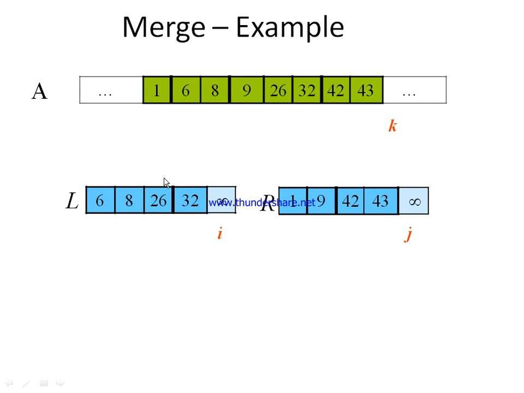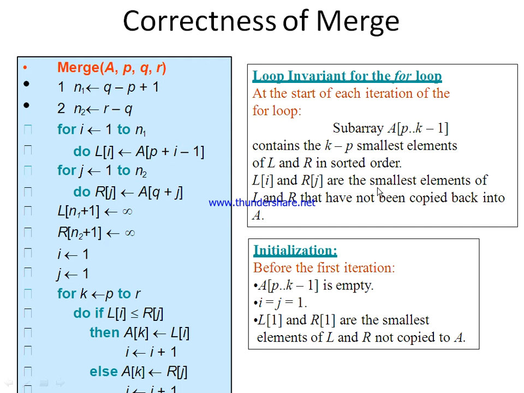This is random representation. How we can divide this is representation. Next, correctness of merge. Here we have already specified the algorithm, and whether this is correct can be shown by the loop invariant. At the start of each iteration of the loop, the subarray A[p..k-1] contains the k minus p smallest elements of L and R in sorted order. So each subarray should contain the smallest elements, in sorted order, from index p to k minus 1, and that is the number of elements in this subarray.